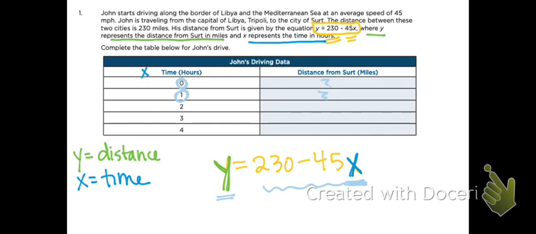So all we're going to do, I'm going to do the first one for you, is substitute in what they're saying x equals. So let's say x equals 0. When I substitute 0 in for x, what does y equal? Well, y equals 230 minus 45 times 0 is 0. So 230 minus 0 is just 230. And so that would be what you would enter in the first line of the table.